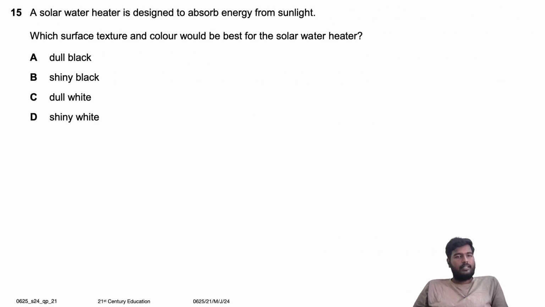A solar water heater is designed to absorb energy from sunlight. Which surface structure and color would be the best for the solar water heater? So this is very easy to remember. We have two colors, black and white. Black is a good absorber, also a good emitter. White is a good reflector. Then we have two more categories, shiny or dull. Shiny is a good reflector, dull is a good absorber. So it should be dull black, because it has to absorb as much energy as possible. Black will absorb, and dull will absorb more because shiny will reflect a little bit. So a dull black.